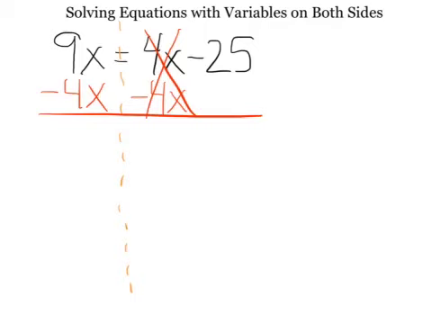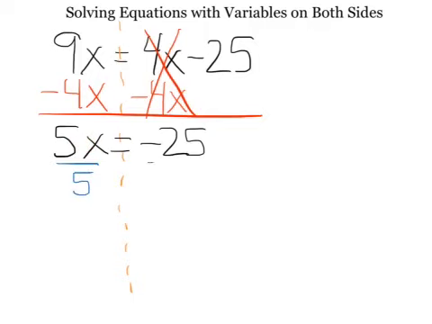And when we take a look at what we have left, on the right side all we have is that negative 25, that stays the same. On the left side, 9x minus 4x is 5x. Now it's a regular old equation that you guys are really good at solving. So the x is being multiplied by 5, so we need to divide that 5 away. Now those 5's cancel out, and all that remains on the left side is x.